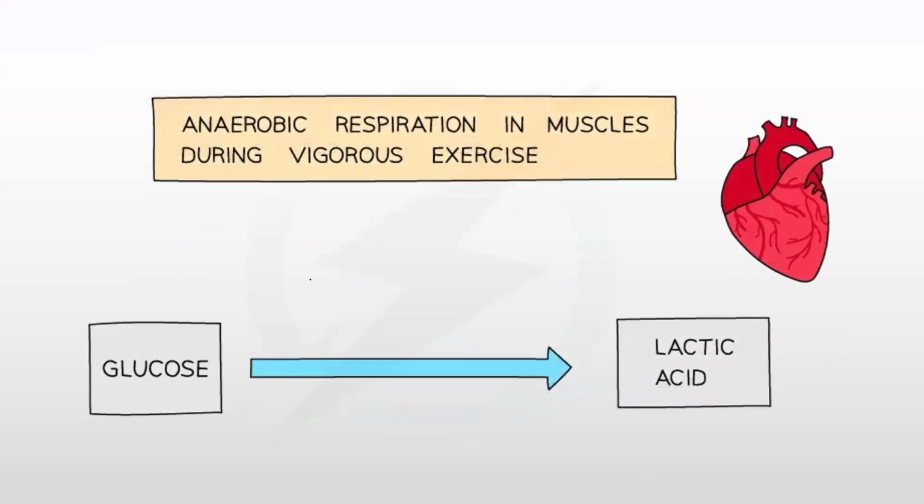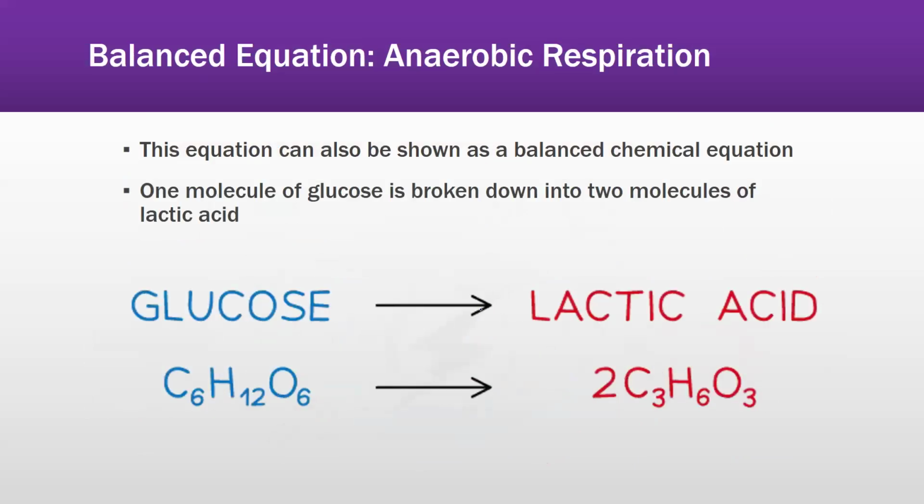So what is happening in muscles? Glucose converts into lactic acid during anaerobic respiration. This is what is happening. This is the chemical equation: glucose to C3H6O3, which is lactic acid. This is the balanced chemical equation where one molecule of glucose is broken down into two molecules of lactic acid.